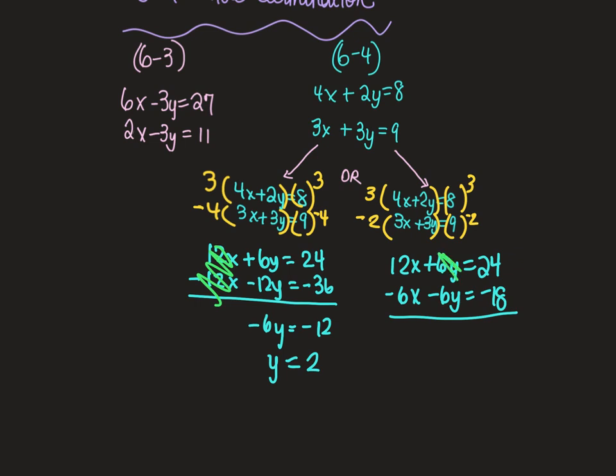We can now eliminate the y's, add the x's, and I get positive 6x equals positive 6. Divide by 6, and x will be 1. I would then take that 1 and substitute it in. Maybe I substitute it into that equation, 3 times 1, or maybe I sub it into this equation, 4 times 1. So once I know x, then I can sub it in and find y.